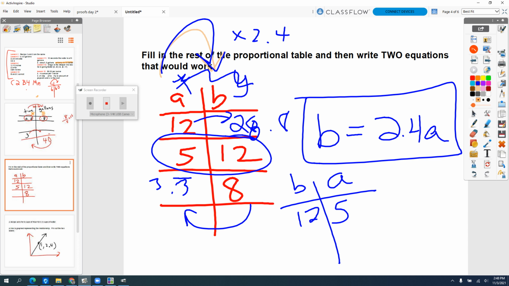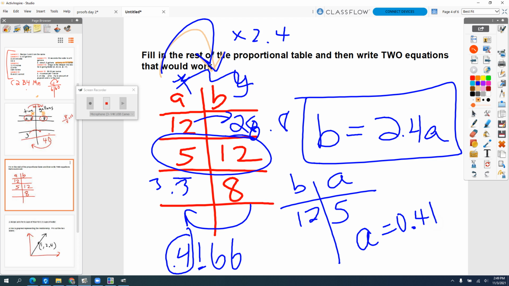It's like 0.41666666. So if I'm rounding to the nearest 10th place, it's 0.4. This 1 right here, remember, does not make the 4 round up, so it stays as 0.4. So to get to A, I would multiply B times 0.4. And these are the two equations that you would have to write for the first one.